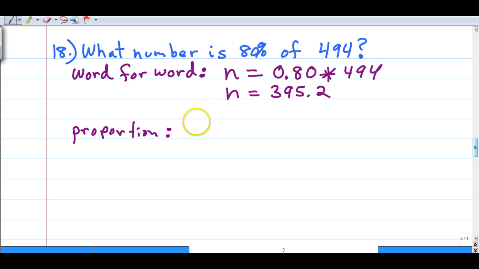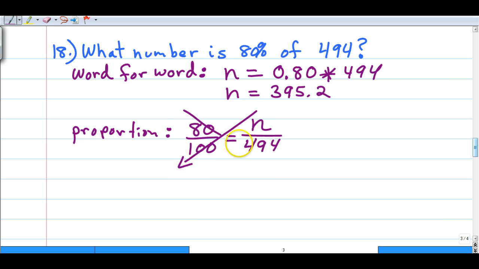In the proportion problem, we start with the percentage. We put it in fraction form, so we have 80 over 100. On the other side, we're looking at a part and a whole. What number is 80% of 494? So our starting value, 494, is the whole. What we're looking for is the part, n.